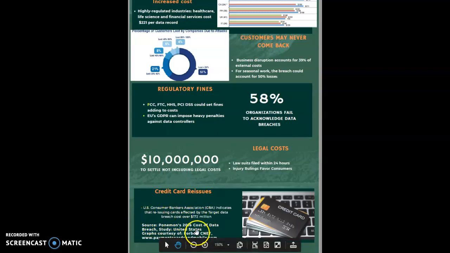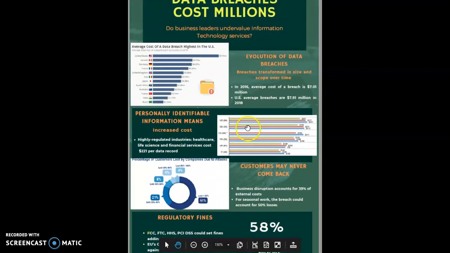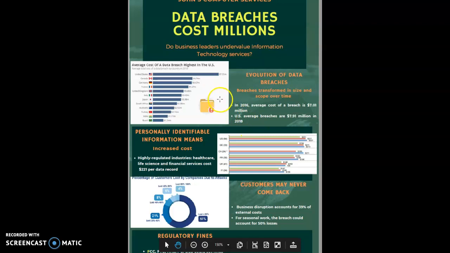And then down here at the bottom, as we always should have, a list of our resources. Because obviously this information here didn't come from me. It came from Forbes and CNET and other organizations and IBM who actually researched this information.